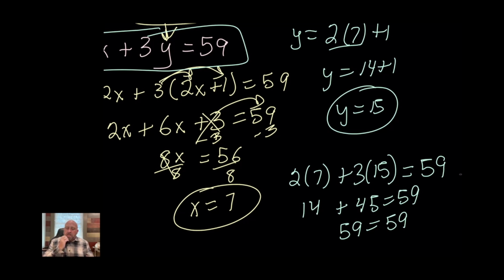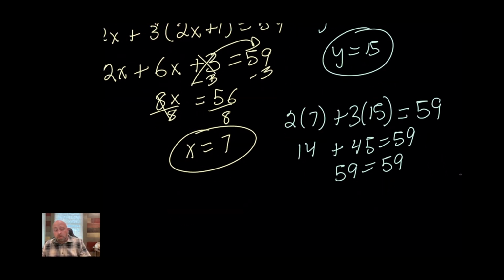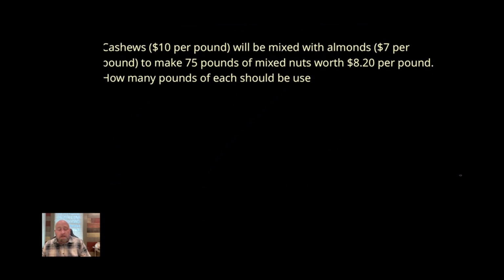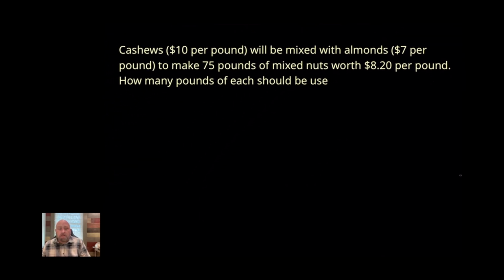Okay? And you still might be doubting me. You might be like, I don't know that I'll ever use this. Okay? Let's do one more, and let's see, because maybe, just maybe, we could actually use this someday. All right, so we go to the grocery store and we find out that cashews, a type of nut, are $10 per pound, and they will be mixed with almonds, which are $7 per pound. We want to make 75 pounds of the mix that is worth $8.20 per pound. How many pounds of each should we use?